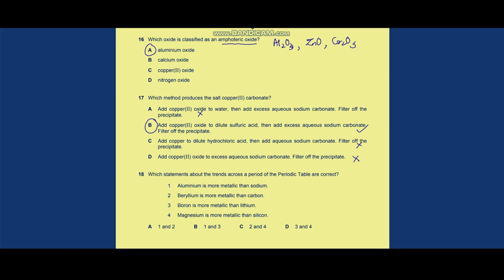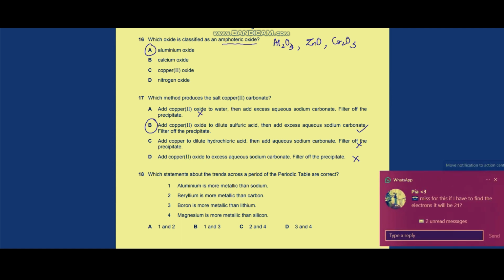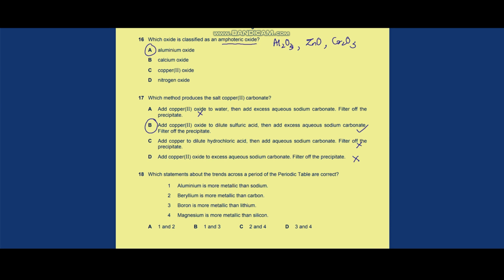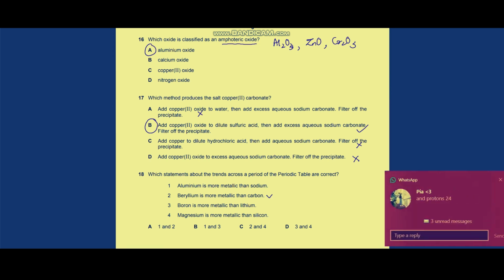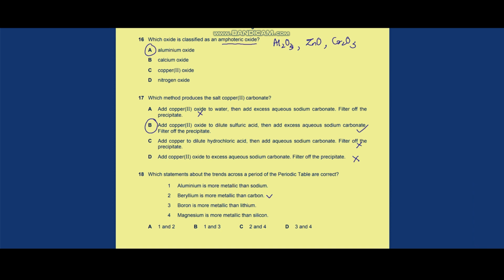Question 18: which statements about the trend across the period of the periodic table are correct? Aluminium is more metallic than sodium. No, when we move from left to right, the metallic property decreases. Beryllium is more metallic than carbon. Yes, that can be correct because beryllium falls to the left of carbon. Boron is more metallic than lithium. No. Magnesium is more metallic than silicon. Yes. So 2 and 4 are correct. C is the option. Moving to the next question.